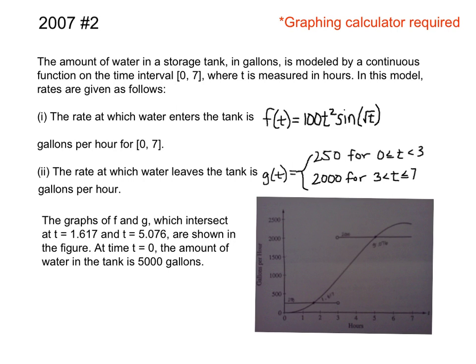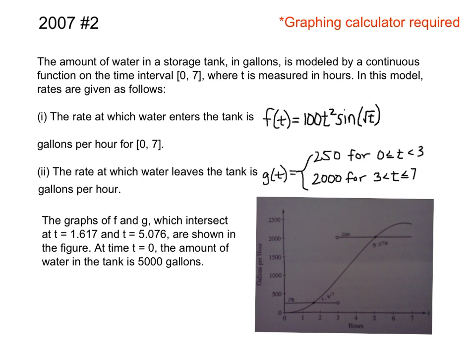The amount of water in a storage tank in gallons is modeled by a continuous function on the time interval 0 to 7, where t is measured in hours. In this model, rates are given as follows. The rate at which water enters the tank is f of t equals 100 t squared sine of the square root of t, gallons per hour for 0 to 7.